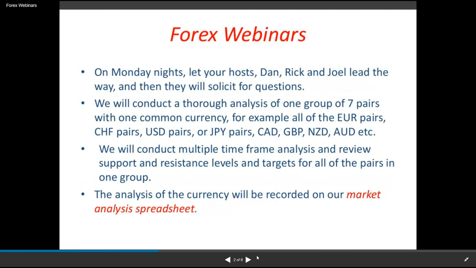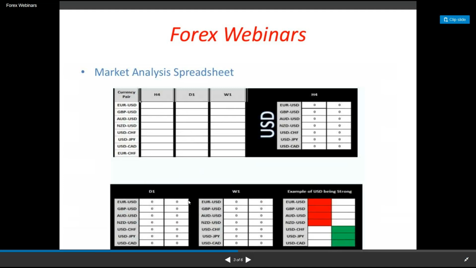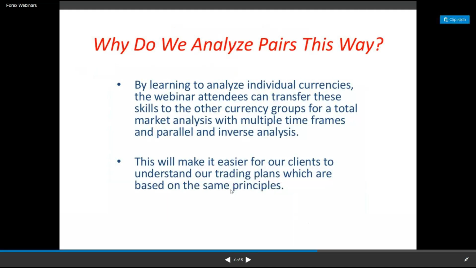We do an analysis of one individual currency group. We're going to do a multiple time frame analysis on that group, looking for resistance and support areas for entry points and targets. And then we're going to cover the analysis spreadsheet of that analysis, because before we start this webinar, I fill out the analysis spreadsheet based on the trends of the market using the 5 and 12 exponential moving averages, and we just fill in these little blocks here, and then it gives a reading. It breaks those pairs into individual currencies, showing us who is strong and who is weak. And we're going to show you that spreadsheet here in a minute.